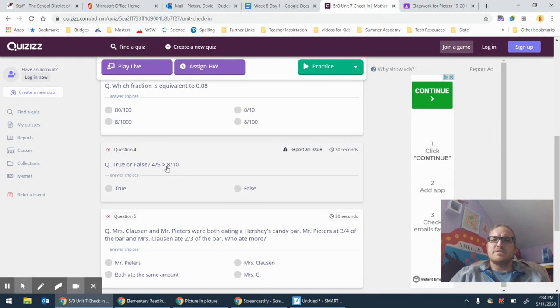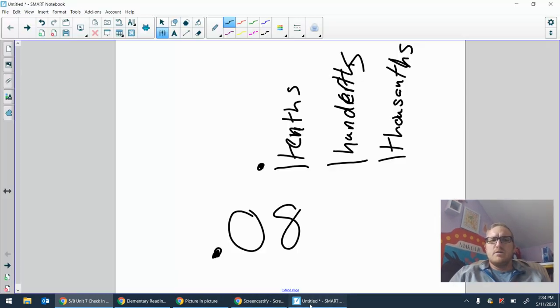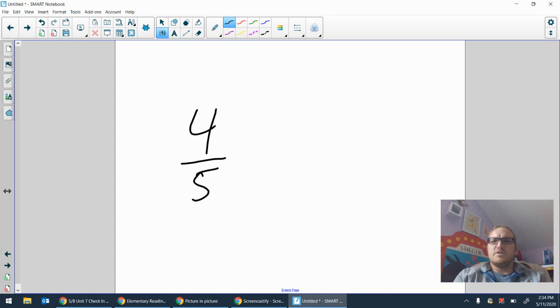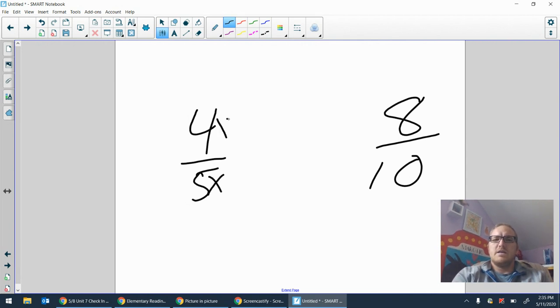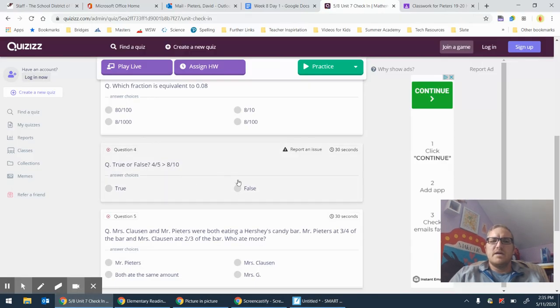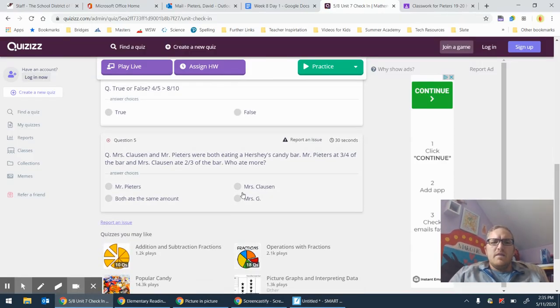True or false, 4/5 is greater than 8/10. Work with our fractions here. So 4/5. If you remember one of the other lessons I did with you guys, we talked about changing fractions. So we're comparing it to 8/10. One of the things we can do is change our fifths into tenths simply by multiplying by 2. So if we multiply the bottom by 2, we need to multiply the top by 2. 4 times 2 is 8. So these are actually equivalent or equal fractions. So 4/5 cannot be bigger. So that'd be false.